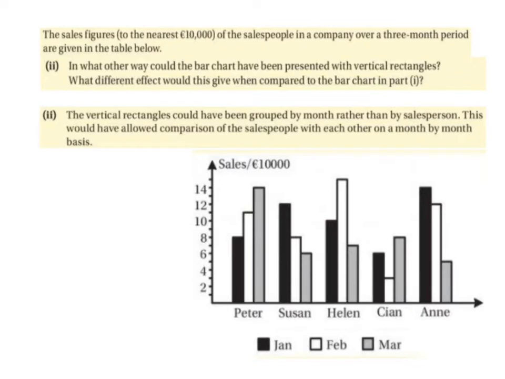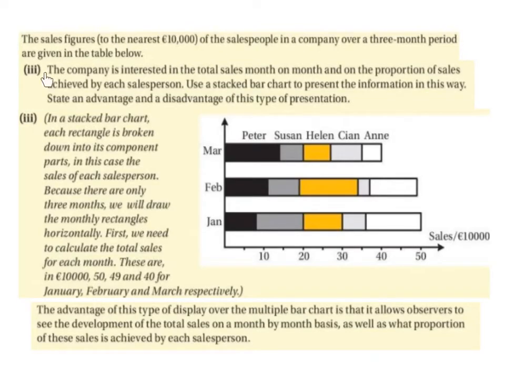So we could have had Peter, Susan, Helen, Keen and Anne all grouped together for January, and then the 5 grouped together again for February, and then the 5 of them grouped together for March. This would have allowed comparison of the salespeople with each other on a month-by-month basis. Part 3. The company is interested in the total sales month on month and on the proportion of sales achieved by each salesperson. Use a stacked bar chart to present the information in this way.